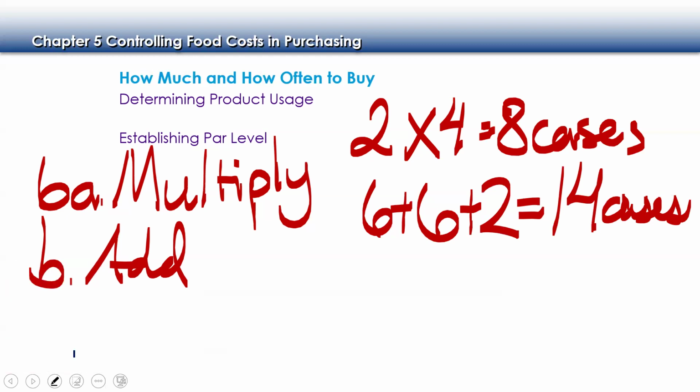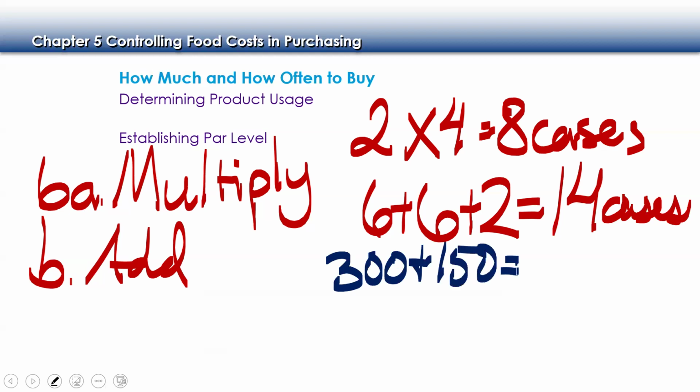Monday through Thursday for potatoes. Is it all the same? No, it's different. Okay. So for the sake of space, I'm going to do 300 plus 150. Right? Because that 300 is the first 3, Monday, Tuesday, Wednesday. And then Thursday's 150 gives me a total of 450 pounds of potatoes Monday through Thursday.